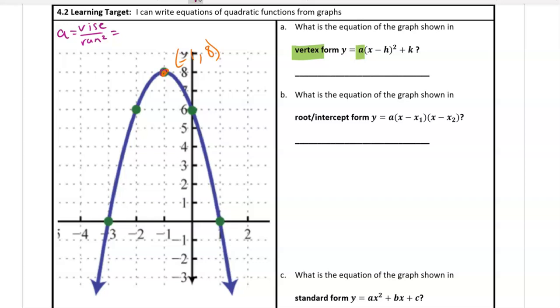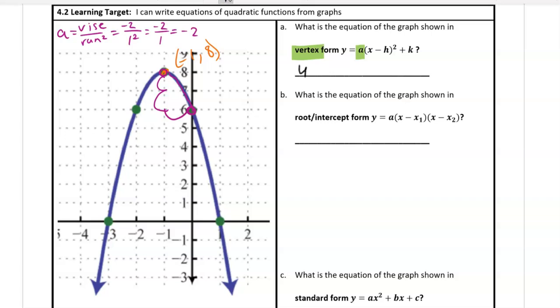When we do this, we start at the vertex and we look for the nearest pretty point, which happens to be right here. So how many did we rise? Well, we went down 2 and we went over 1. 1 squared is just 1, and negative 2 over 1 is negative 2. So our a value is negative 2.